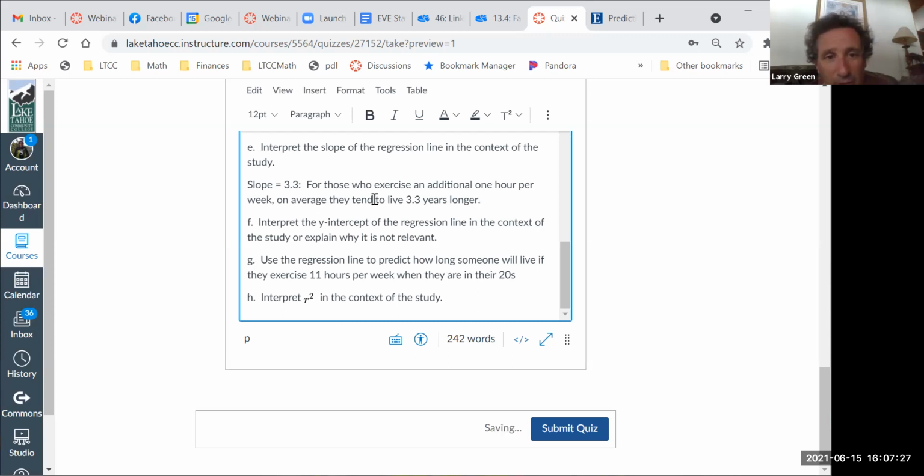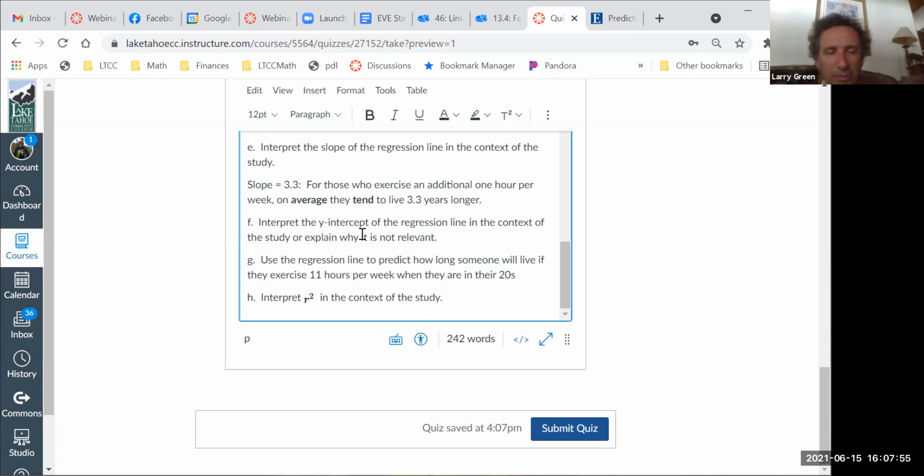Okay, notice, by the way, let me boldface the words tend and average. There are some very important words in there. You do not say that if someone exercises an additional hour per week, they're going to live 3.3 years longer. That would be wrong, because you don't know for a fact what's going to happen to any individual person. You can only talk about an average tendency.